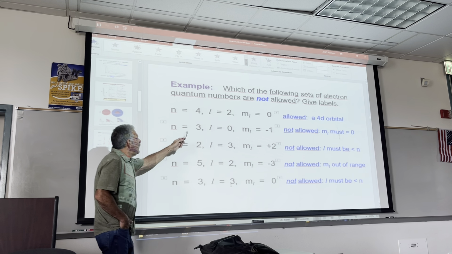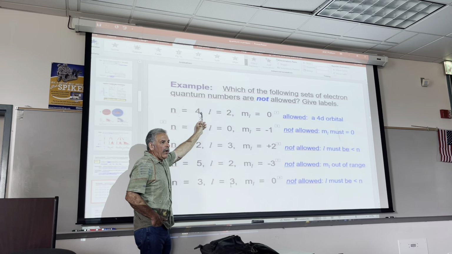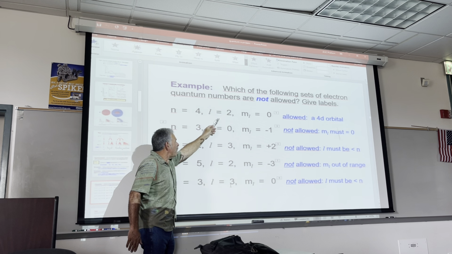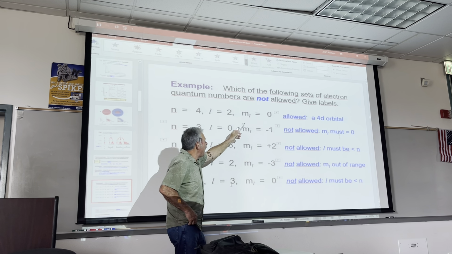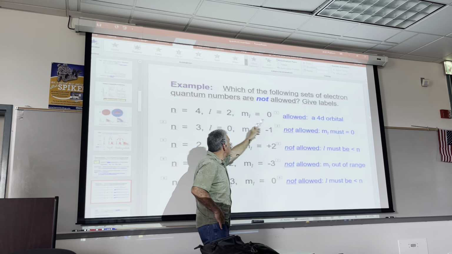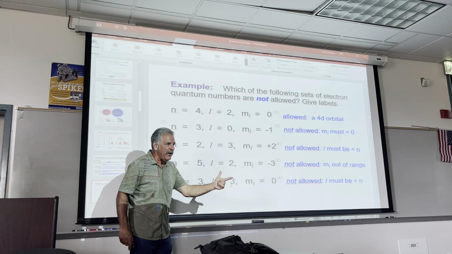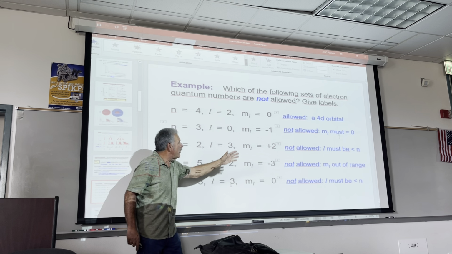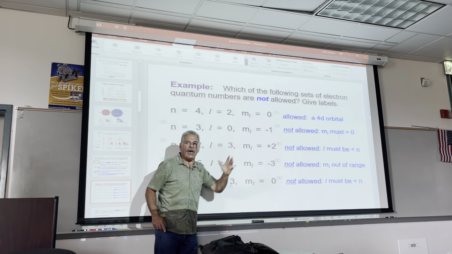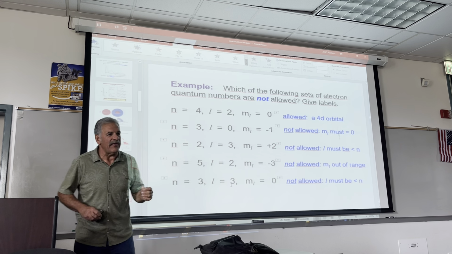Because l is less than 4, which is reasonable. It's a positive number, so that's reasonable. m sub l is 0, which is one of the allowed states. What are the allowed states? Minus 2, minus 1, 0, 1, and 2. So this is an allowed state, right? We can find an electron in that bunch.